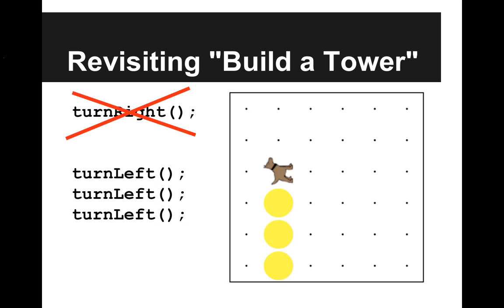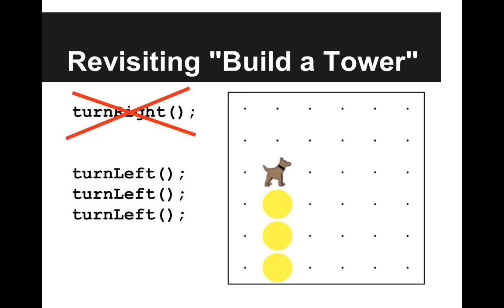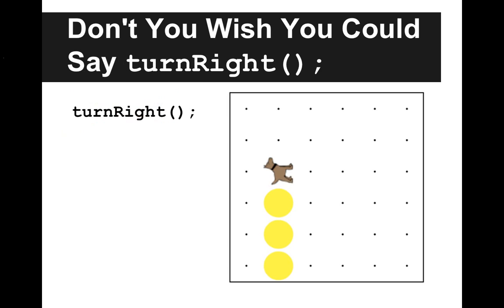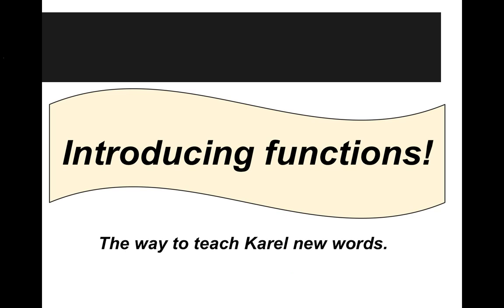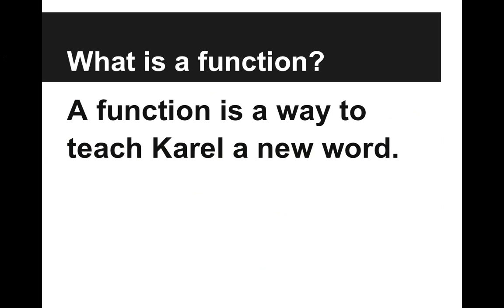So instead, what you may have figured out is that you need to say turn left, turn left, turn left. You need to say that 3 times to accomplish the same task. But don't you wish you could say turn right? That's really what you want to tell the dog to do, but the dog doesn't know that command. So the answer: introducing functions. Functions are the way to teach Carol new words.